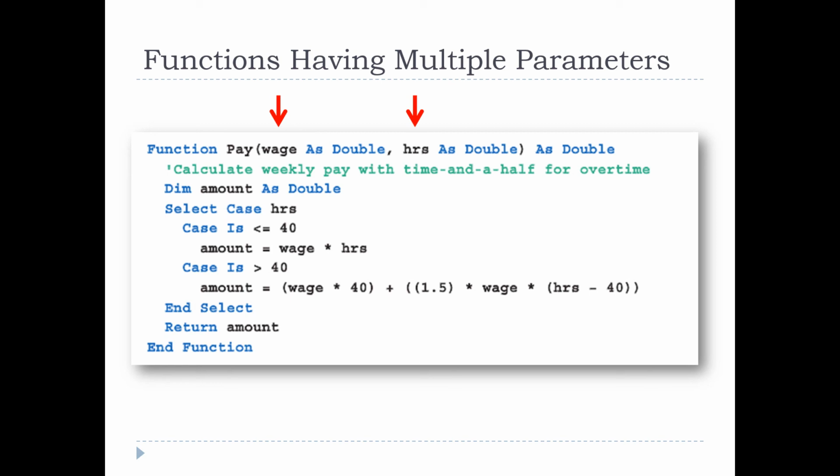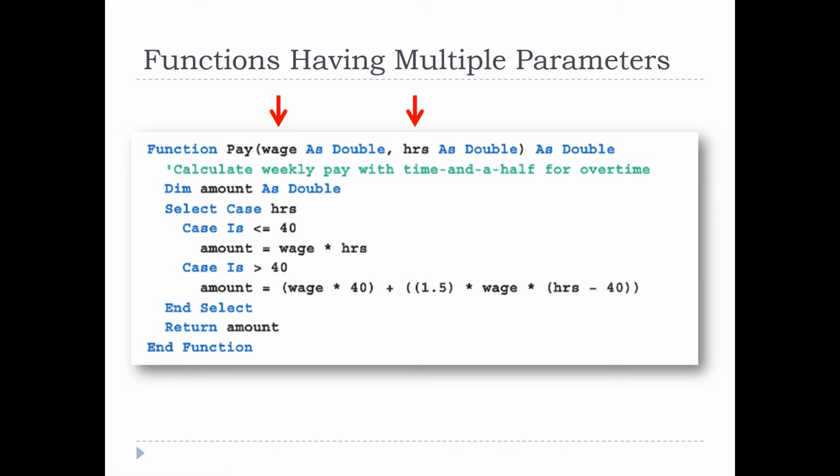And then here we have another function that takes multiple parameters. This one takes 2. If it has more than one parameter, you want to separate each with a comma. So here you have a function called Pay, and this Pay returns a double. So the last statement returned should be a double type. It has to match. It takes 2 parameters, the wage, which is double, and hours, which is also double. So you have to declare them separately. You cannot put wage comma hours as double, like we did in the Dim case. It's a little bit different here.